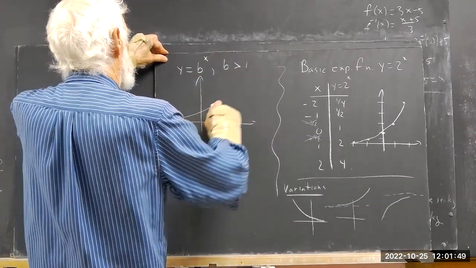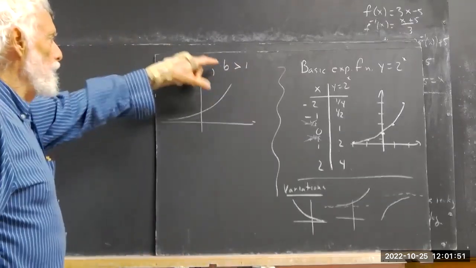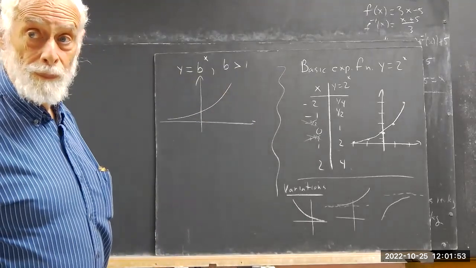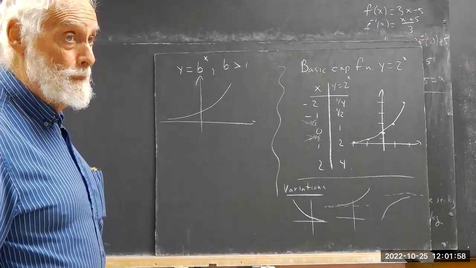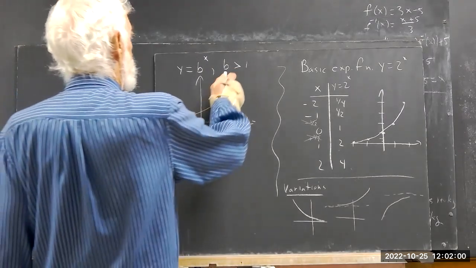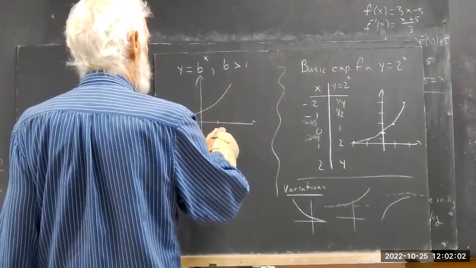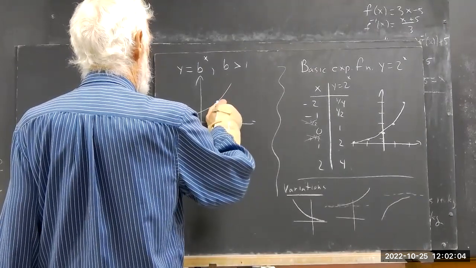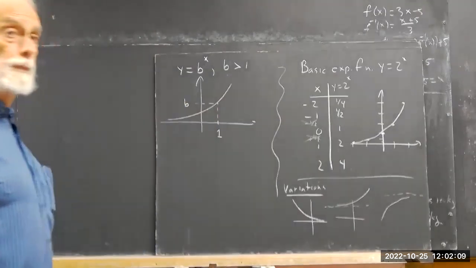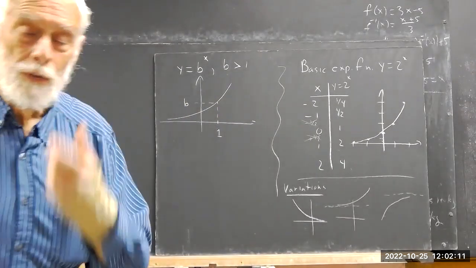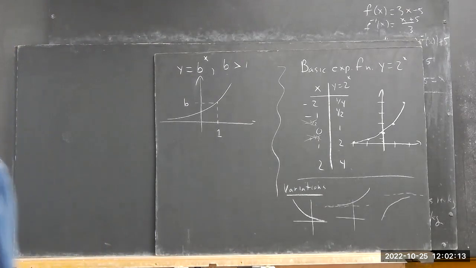You'll see examples. Y equals b to the x with b greater than 1 has a graph that looks like this. Whatever b is, if this is 1, this is b. So for the graph I just drew, what does it look like the value of b is?